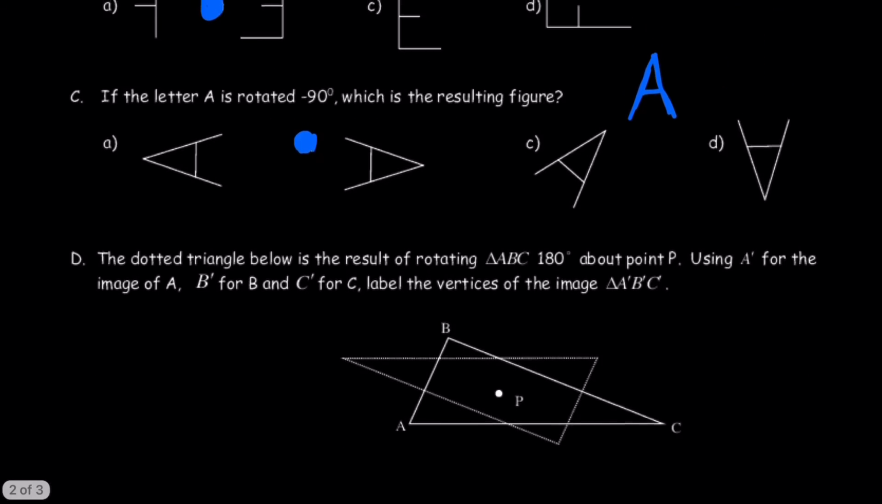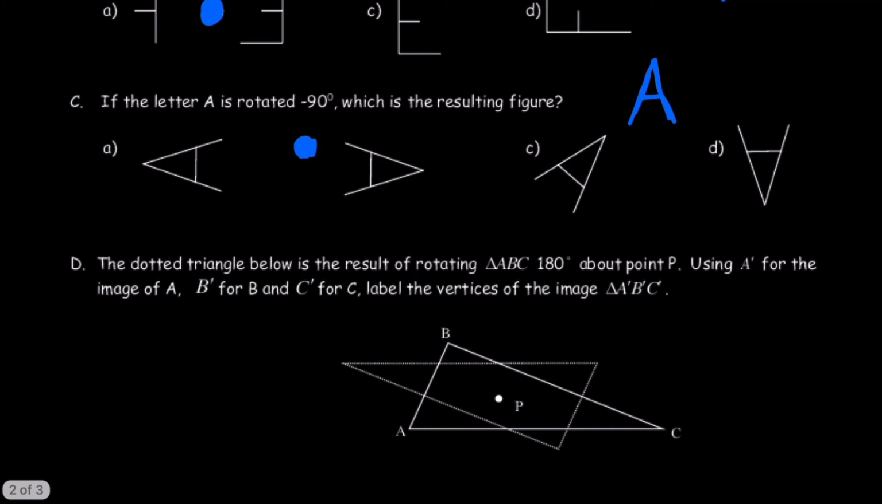The last example on this page, basically here it says the dotted triangle below is the result of rotating triangle ABC 180 degrees about point P. Using A prime for the image of A, B prime for B, and C prime for C, label the vertices of the image. So what they want to know is what coordinate is that, or what point is that? What point is this one? What point is that one?